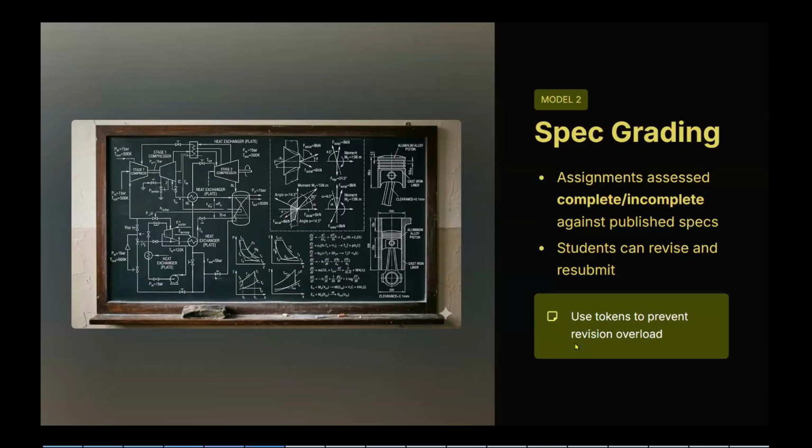Another model is spec grading, or specifications grading. And the idea here is that for pretty much everything you have the students do in the class, we're going back to that binary model of grading. Did they complete it or did they not complete the assignment, right? But you're giving them a very detailed list of expectations for every single assignment. And then when you grade it, you're grading it based on did they meet those expectations, right?